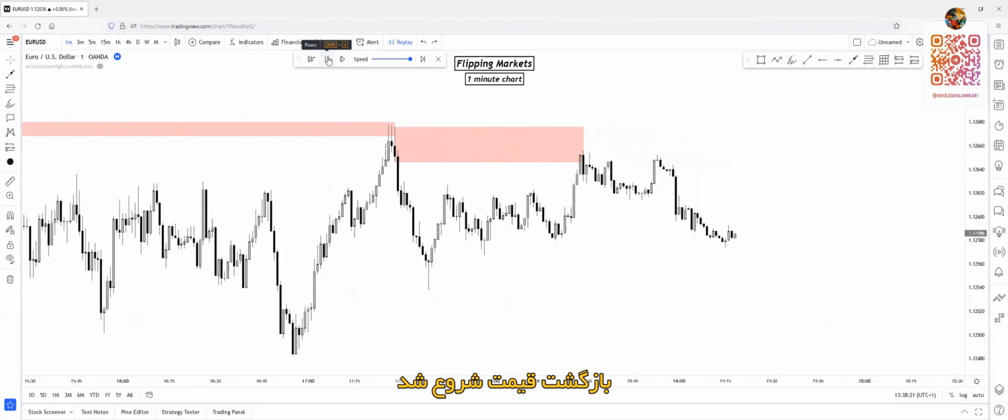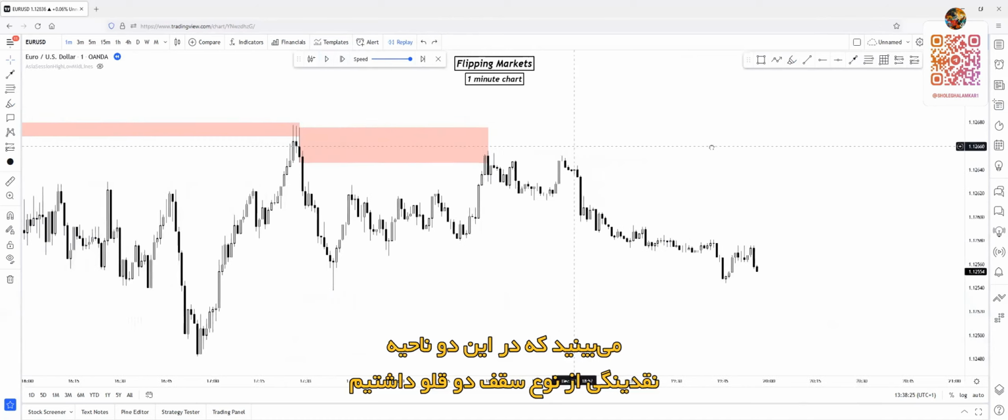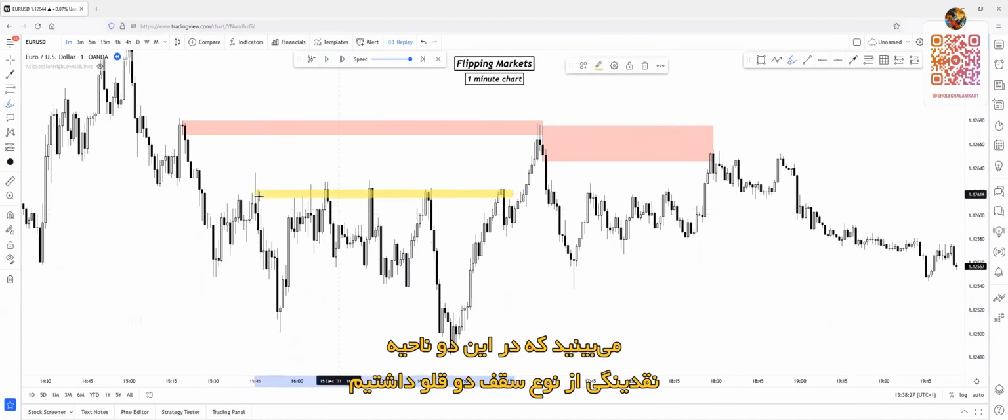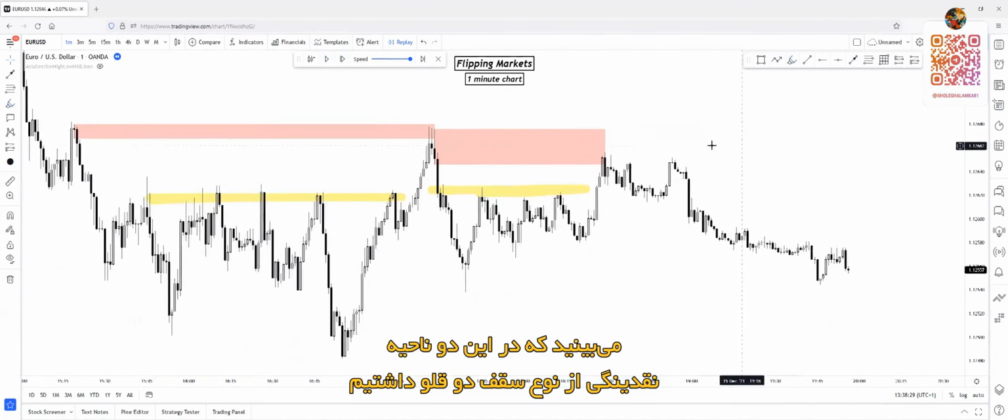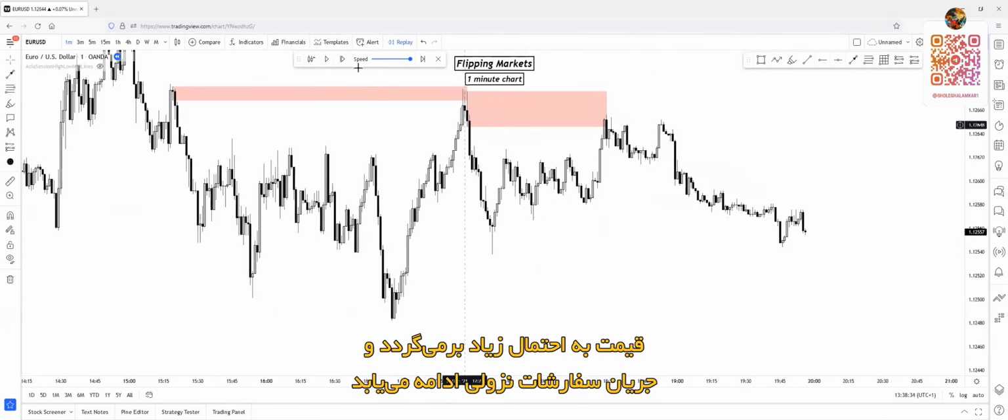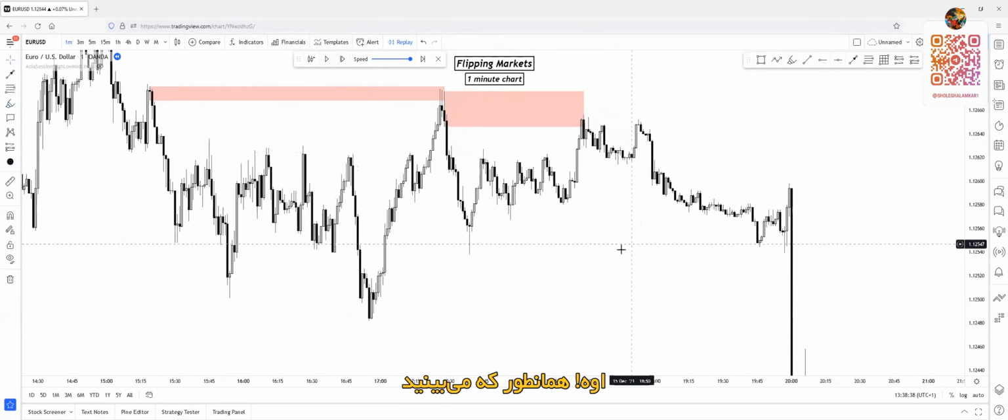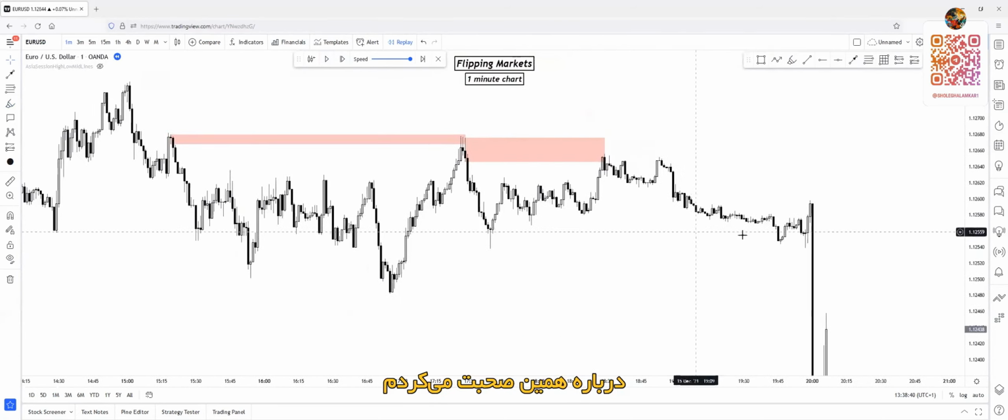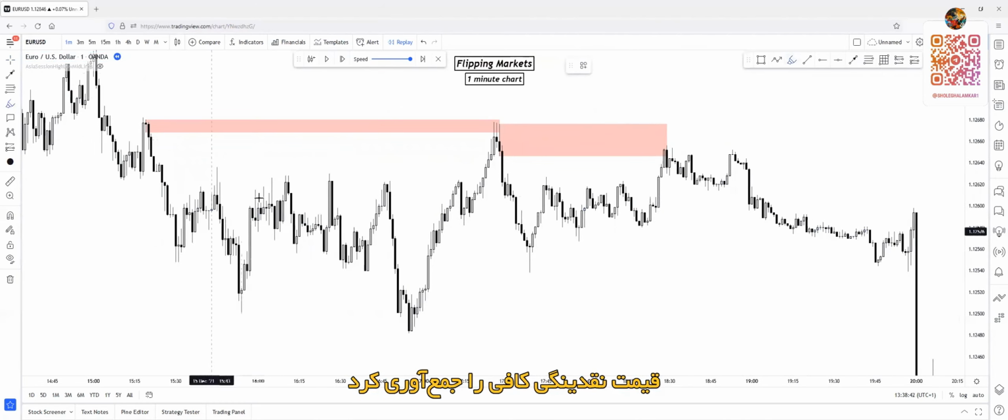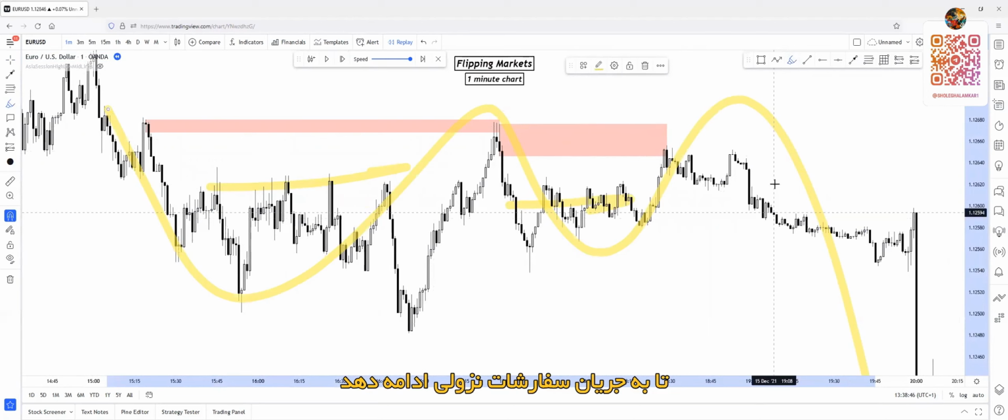Started to reverse. So as you can see, we had double liquidity sweeps from this region and from this region. After double liquidity sweeps or just a single liquidity sweep, price has a really great chance to reverse and continue the bearish order flow. As you can see, that's what I was talking about. Price had to sweep enough liquidity in order to continue the overall order flow, which is bearish in this case.